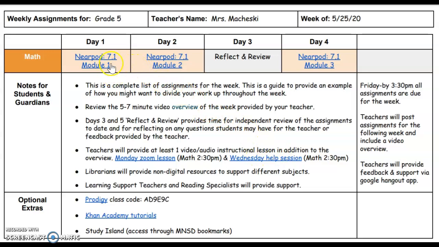All right, so chapter 7 is actually called Making and Interpreting Line Plots. That's the title of our lesson this week. And our learning objectives are the same for all 3 of our math Nearpod modules. Those learning objectives are: I can make and interpret line plots with fractional data, and I can use fractions and their operations to solve problems using data.